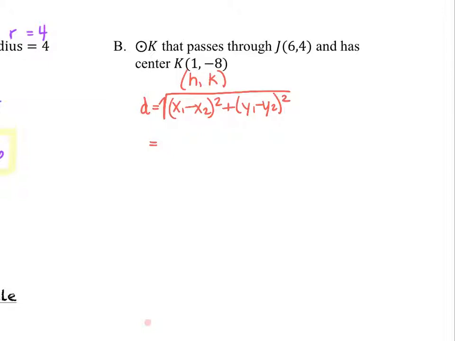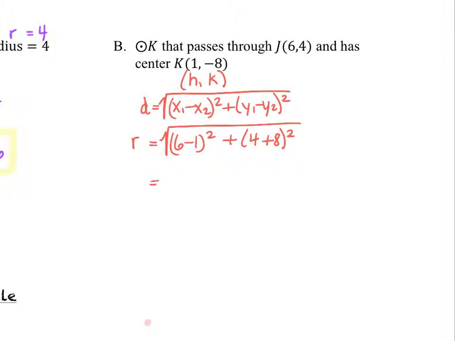And we know that this is the distance formula, but what we're trying to do with it is really going to give us the radius when we're done. So we're going to find the distance between these 2 points because that gives us the radius. So 6 minus 1 squared plus 4 minus negative 8 squared.